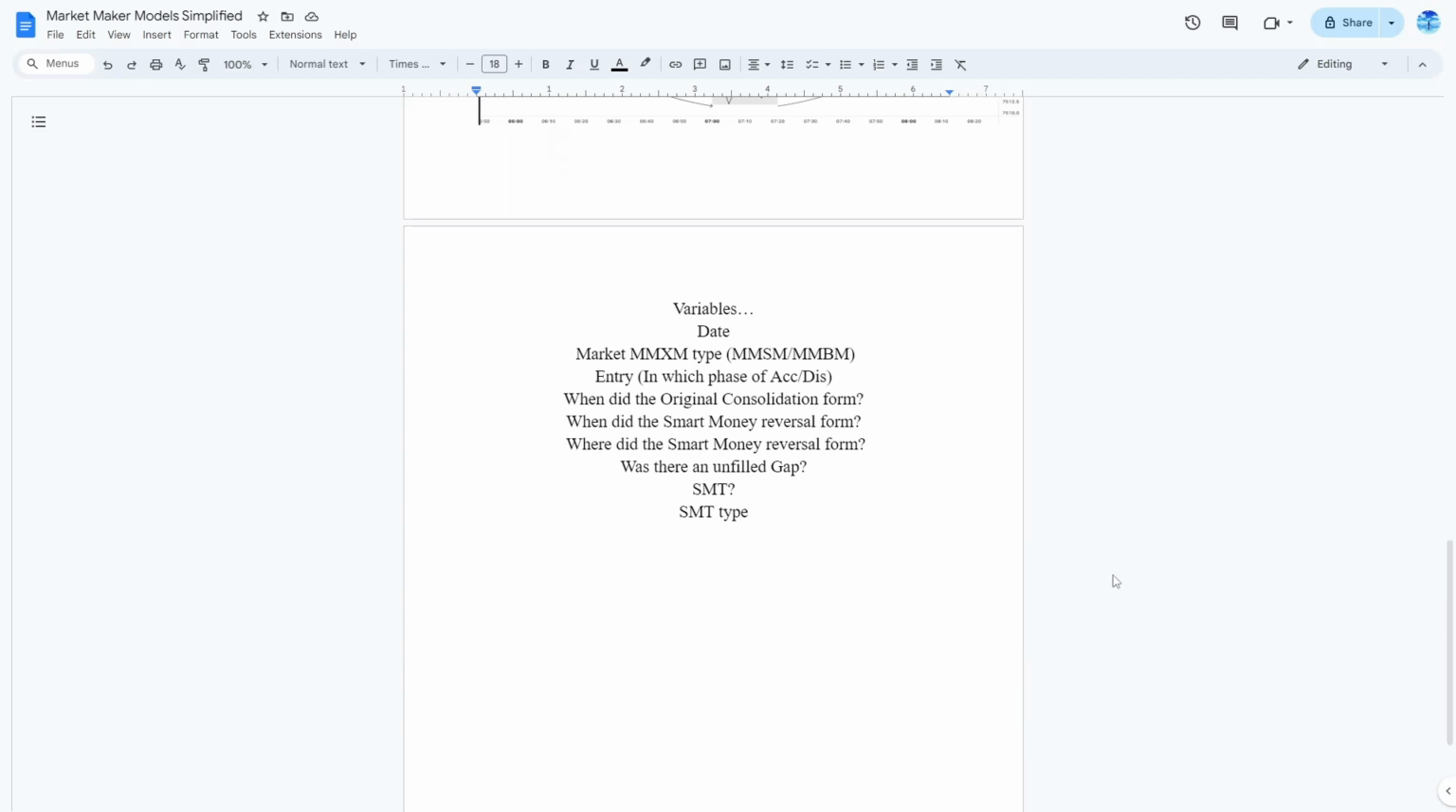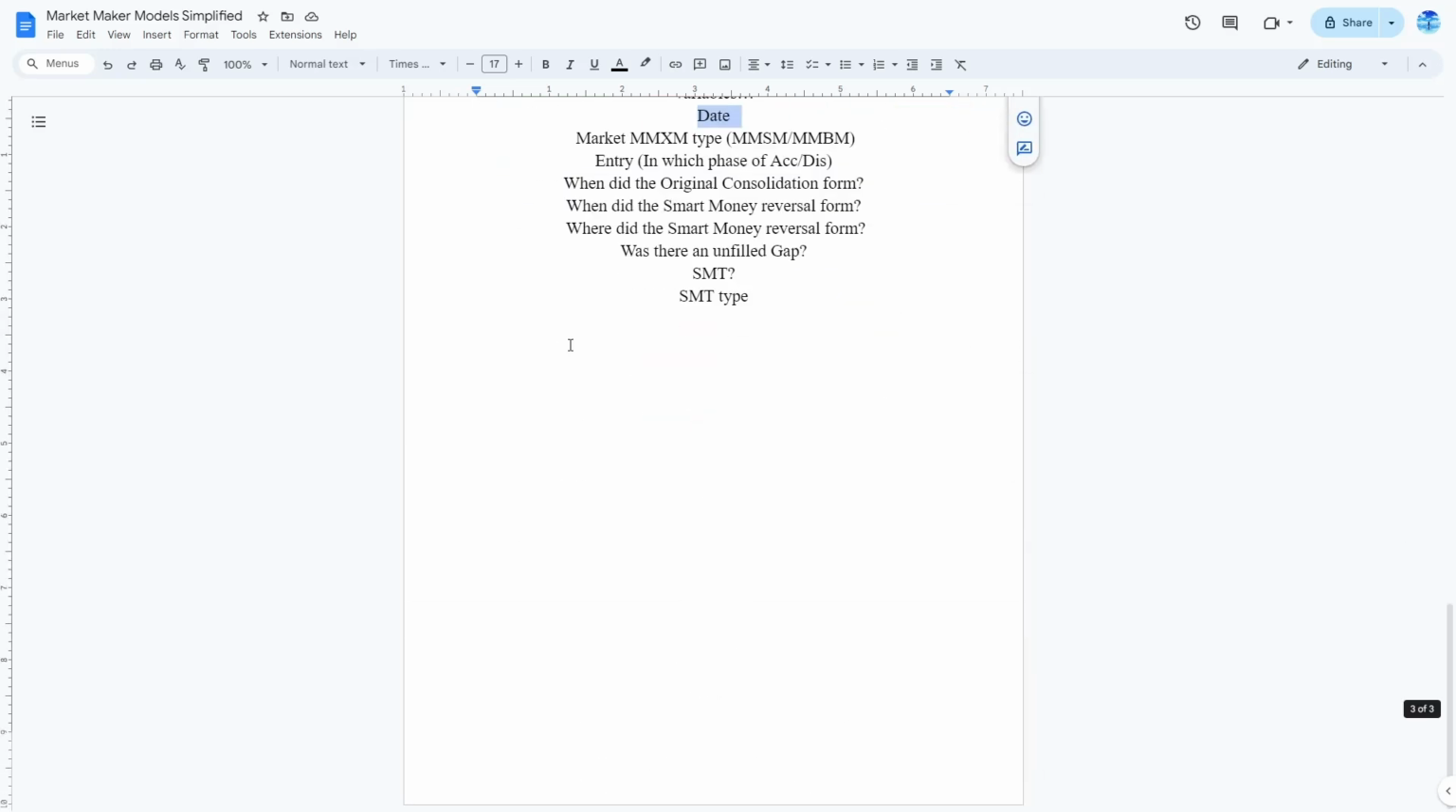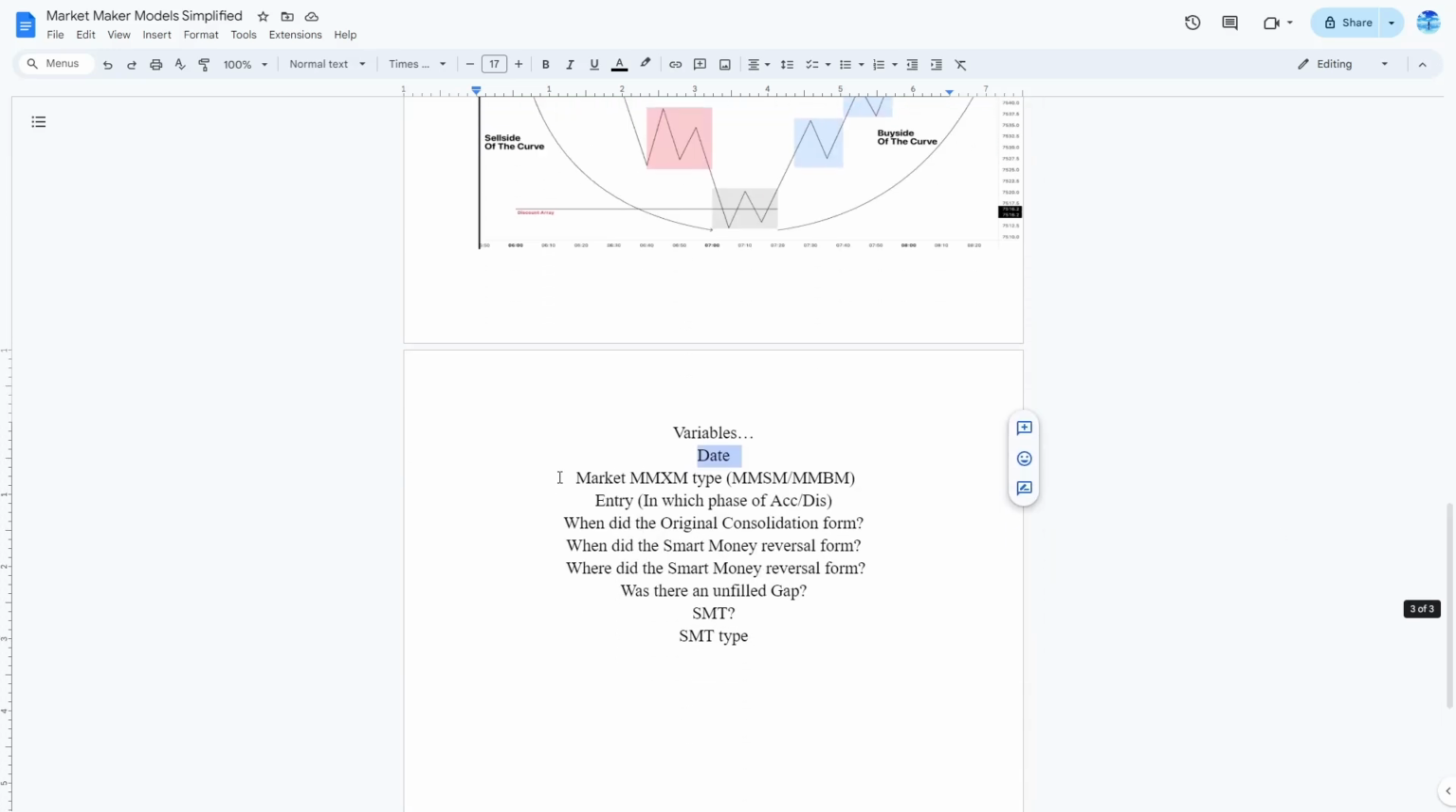We want to keep all of our variables noted when we're back testing and taking a look at our models. We want to keep in mind what date it is, what time it is, what day of the week, what week of the month. What type of market maker model is it? Where can we find our entry? When did the original accumulation form? When did the original consolidation form? And also, where did the original consolidation form?